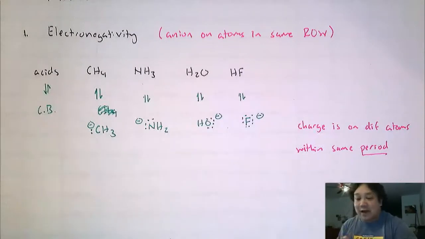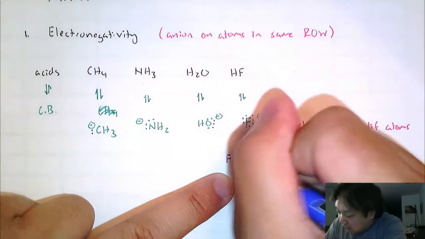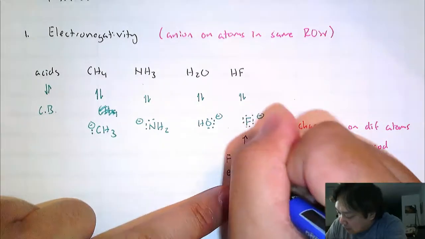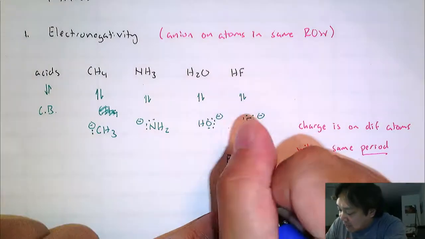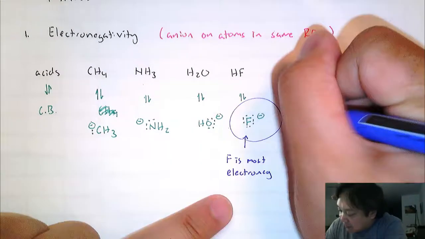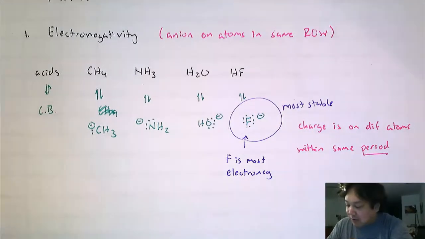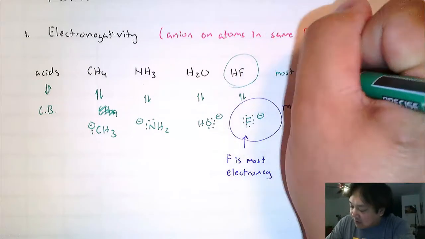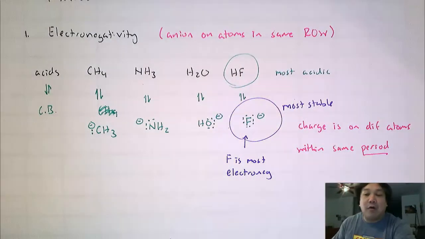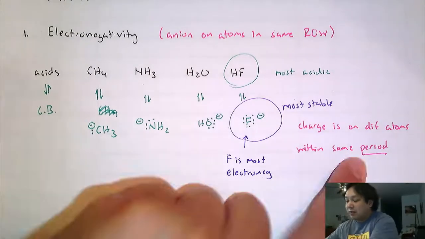The most electronegative atom we know is F minus, or F. F is most electronegative, and thus it can accommodate that charge the best. So this is the most stable. If that is the most stable, then our conclusion is HF is the most acidic. Only use this rule when you have atoms that have that charge within the same period.